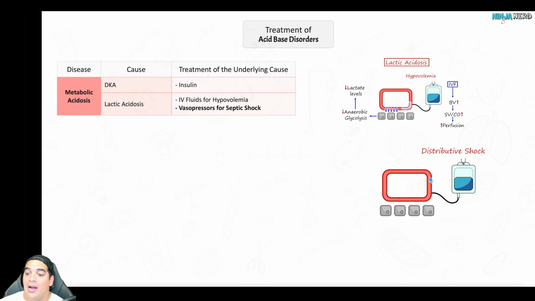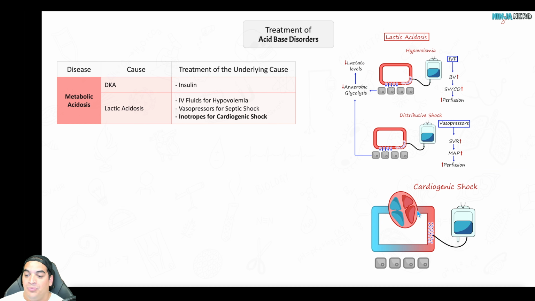If they have distributive shock, meaning that their vessels are super dilated, you give them vasopressors to squeeze the vessels. This increases their resistance, increases their mean arterial pressure, perfuses their tissues better, gives them less anaerobic glycolysis, and decreases their lactate level. And if they have cardiogenic shock, you give them inotropes to squeeze the heart and pump more blood out of the heart. If you pump more blood out of the heart, you'll perfuse the tissues better, drop their anaerobic glycolysis, and decrease their lactate levels. So again, you're treating the underlying trigger. And if it's a drug, discontinue or remove the offending drug.